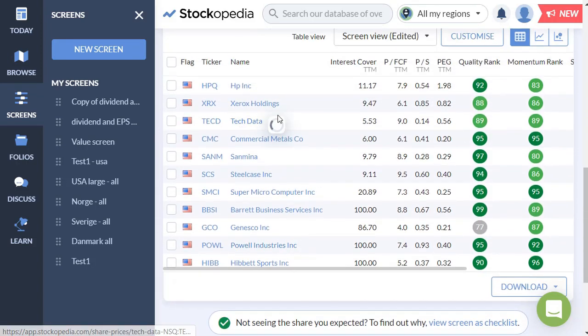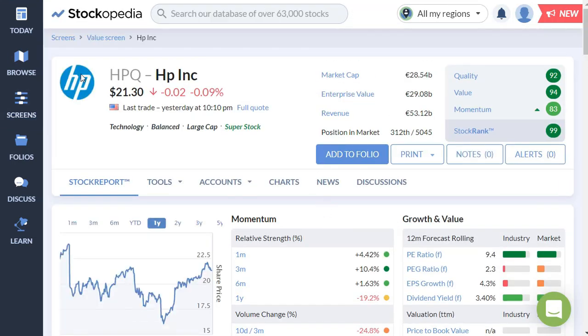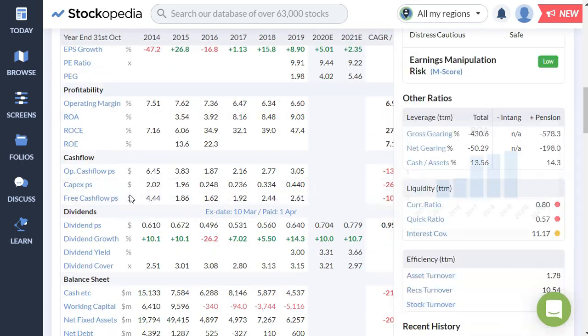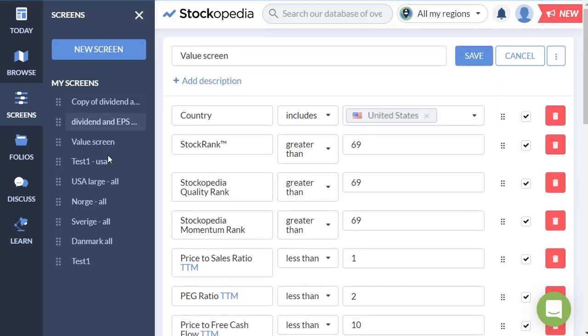very solid companies here. You might remember the stock of the week, was it last week or the week before? That was actually Hewlett-Packard, the HPQ here, which is showing some very good numbers as well. So you can build your scans pretty much any way you want here. It is a very versatile tool, this one. And yeah, I cannot recommend it enough.